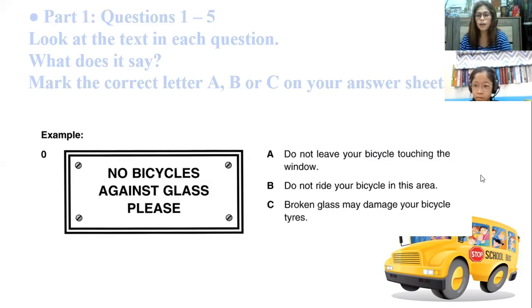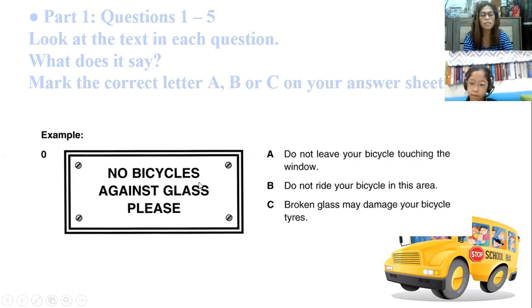Okay, of course, here. Look at the text in this question. So what does it say? Mark the correct letter A, B, or C on your answer sheet. No bicycle against glass, please. Okay, so do not leave your bicycle touching the window. By seeing this one, can you see this inside the box?